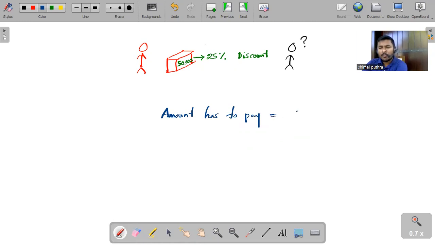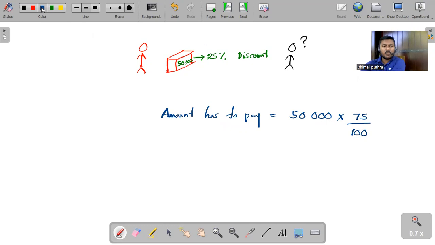From the 50,000, he will reduce 25%. That means he will give us a 25% discount. If he offers me a 25% discount, I have to pay 75%. So the amount that has to be paid is 75 over 100. That means within one step, I can find the amount I have to pay. But in this method, I can't find the discount amount. If you want to find the discount amount, you can multiply 50,000 by the 25%.